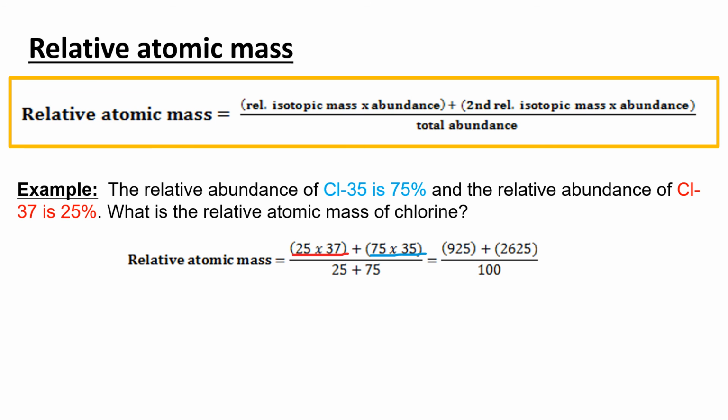Which gives us 925 plus 2,625 all over 100. That equals 3,550 over 100. So our final relative atomic mass would be 35.5. If you look on the periodic table, we see that chlorine does have a mass of 35.5.